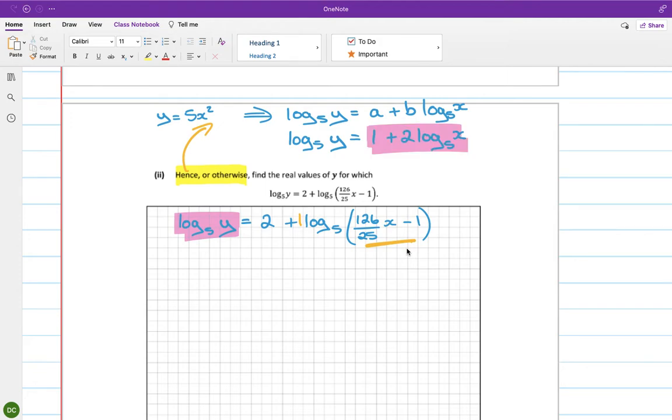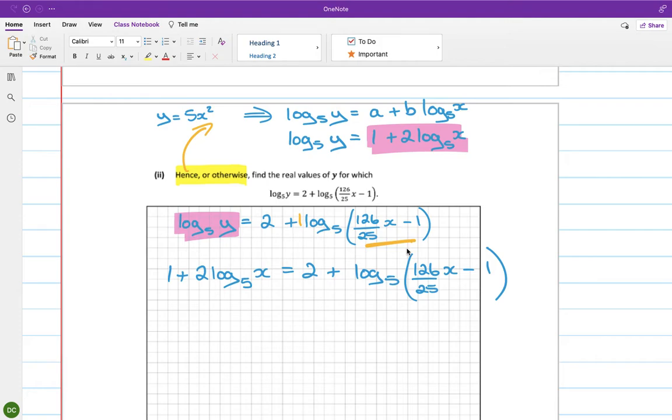So that would satisfy the hence thing because I'm using my answer from the previous one. And log to the base 5 of y is 1 plus 2 log to the base 5 of x. And it would also eliminate variables, as in if I put this in here now, 1 plus 2 log to the base 5 of x equals 2 plus log to the base 5 of 126 over 25x minus 1. What that has done is given me an equation that only has x's in it. So that's helpful, I think.